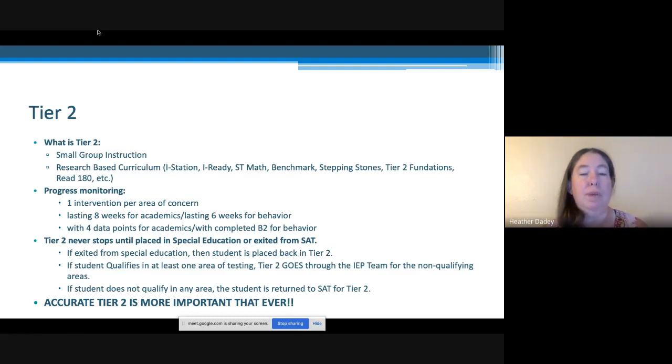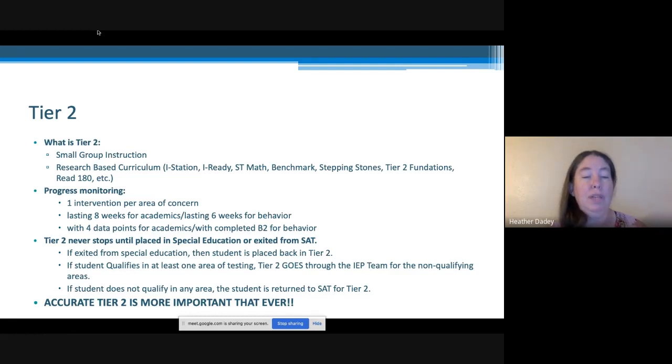Tier 2 never stops until they're placed in special ed or exited from SAT. If a student is exited from special education, they need to be placed back into SAT. Some of these students will stay there for a long period of time, and some students will get out of SAT really quickly because they just need that moment to adjust. If a student qualifies in at least one area of testing, then the rest of the Tier 2 areas will go through the IEP team for non-qualifying areas. If the student does not qualify in any areas, the student is returned to SAT for Tier 2. So they went for testing and did not qualify for any services. They're going back to SAT, and we're going to continue Tier 2.